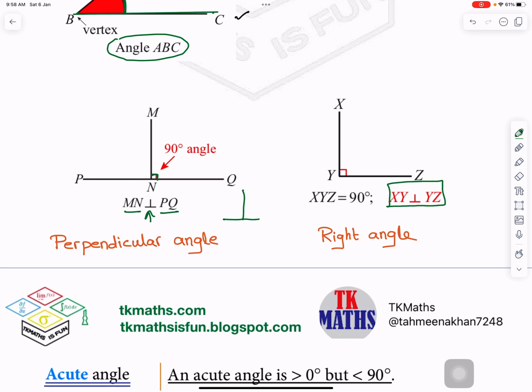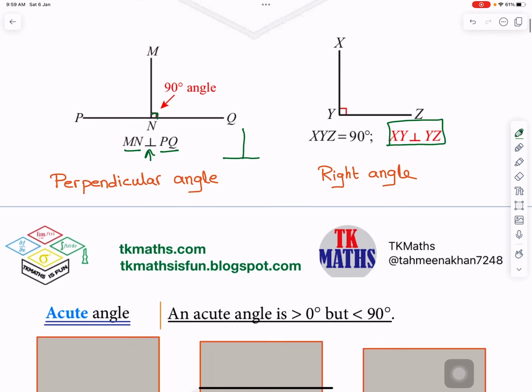Why am I emphasizing the language? Because maths terminology and language is very important to understand. Only then, when a word problem comes, will you be able to solve it. Where problems mostly come is when a student cannot understand the question. So perpendicular angle and right angle are the same, 90 degrees there.